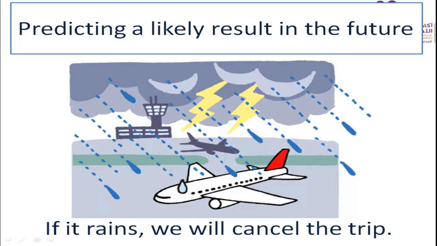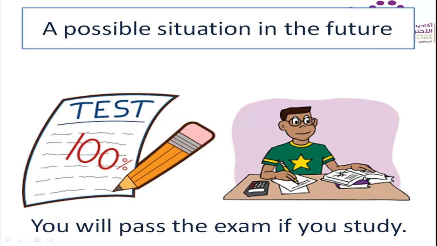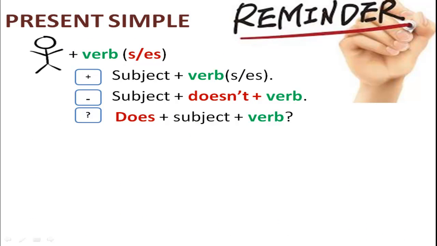We use it for predicting a likely result in the future. For example, if it rains, we will cancel the trip. Or a possible situation in the future: you will pass the exam if you study.